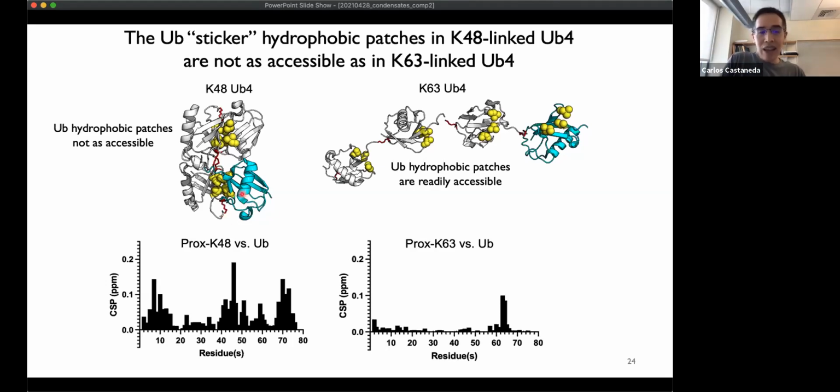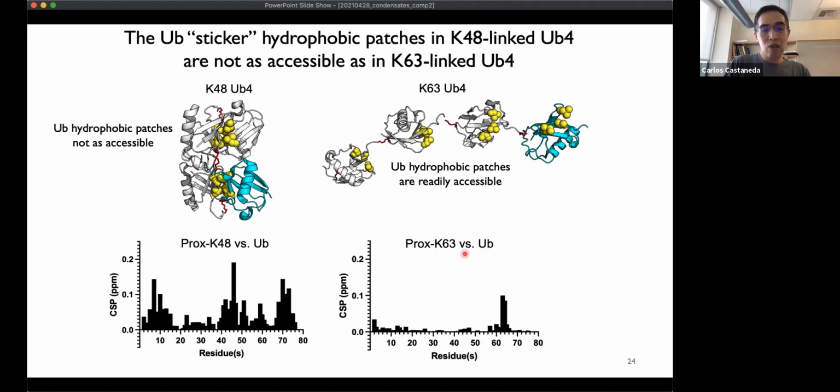If you look at the comparisons of the chemical shifts of this ubiquitin versus monoubiquitin, you'll see that there are a lot of shifts that correspond to residues 8, 44, and 70. These are the hydrophobic patches, the yellow spheres that you see, right? On the other hand, for K63, you can look at the chemical shift perturbations, and you really don't see a whole lot happening. That's because these patches are well exposed when you compare these to monoubiquitin.